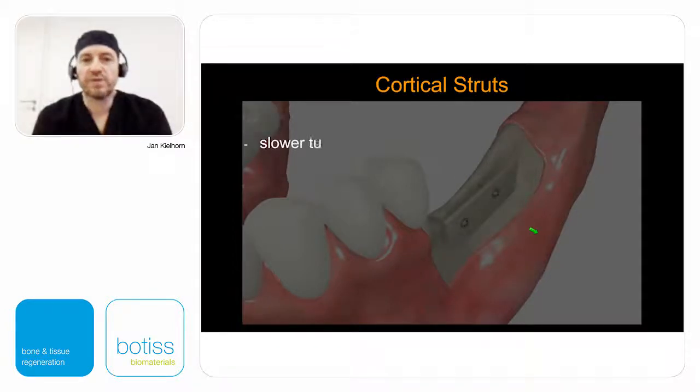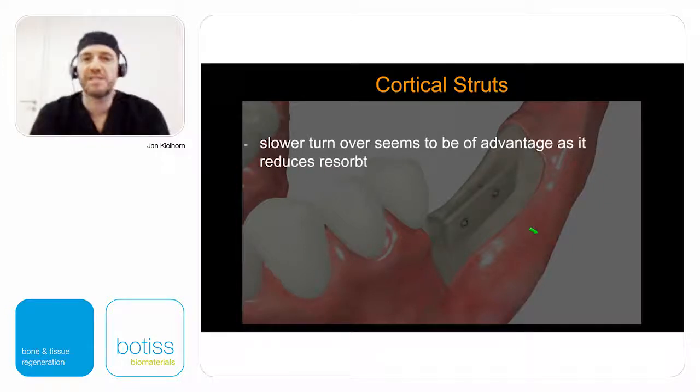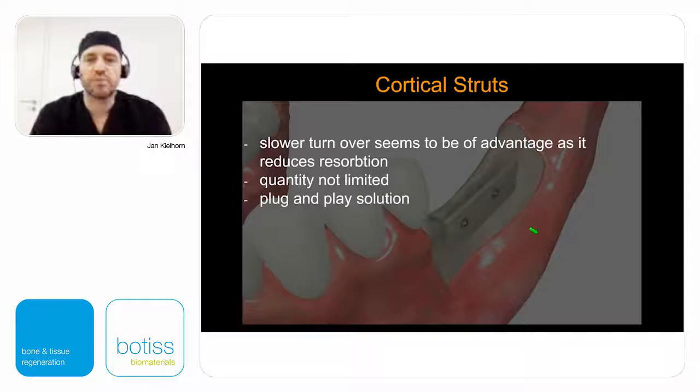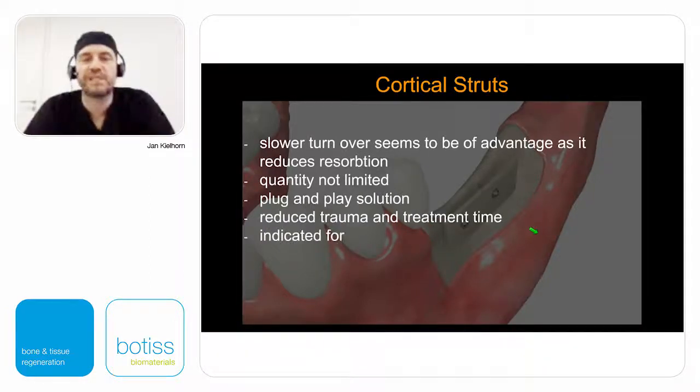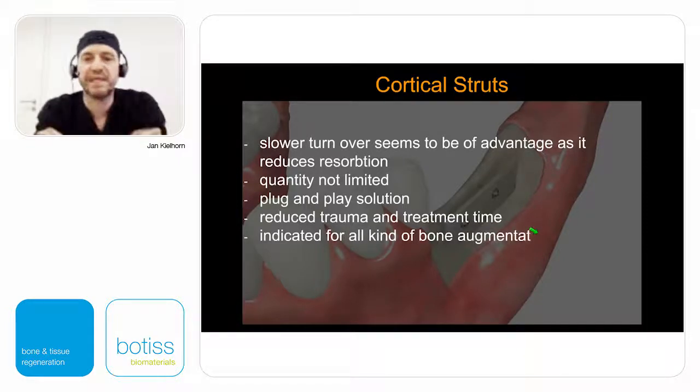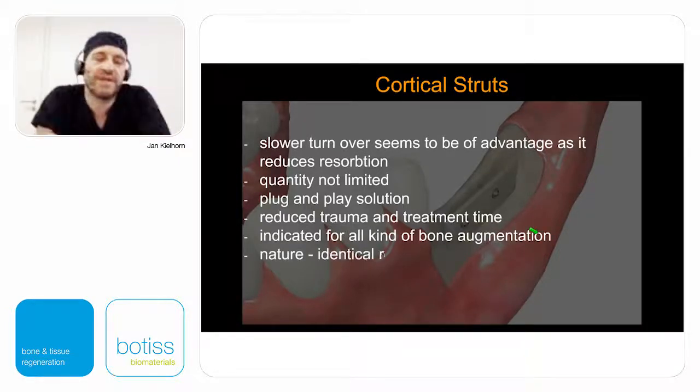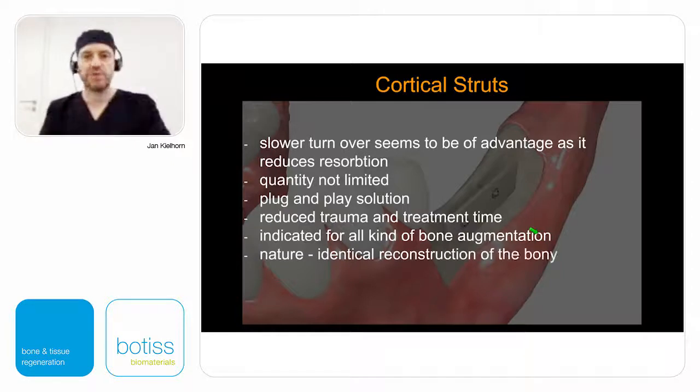So the cortical struts have a slower turnover, but this seems to be of an advantage. It reduces the resorption. The quantity is not limited. Whenever you need a bone, you can make it full jaw. If you need 2 or 3 plates or 2 plates, you will have them handy and you have them in stock if something happens. So whenever you need to reconstruct something, you will have a piece of bone ready.